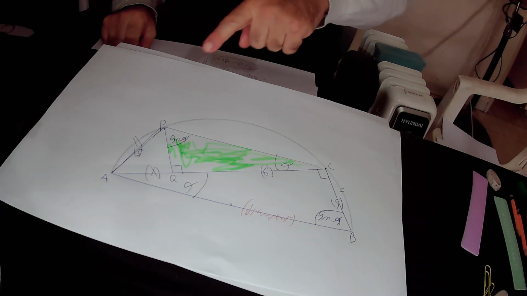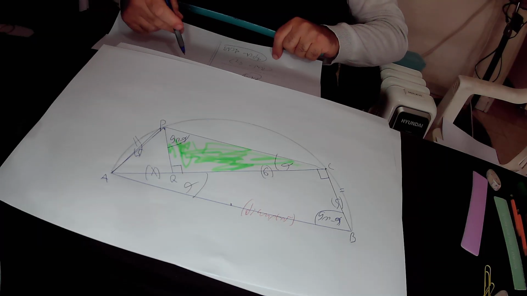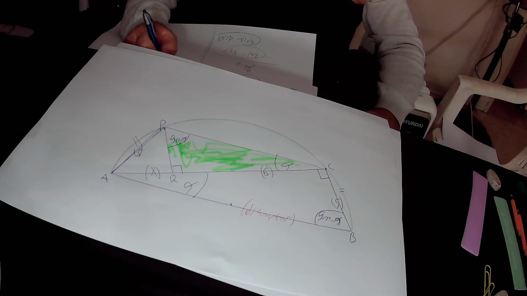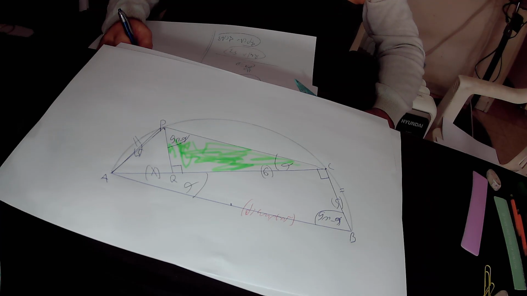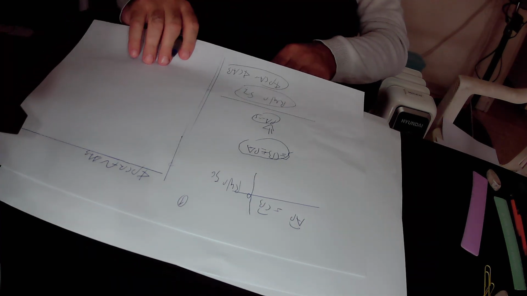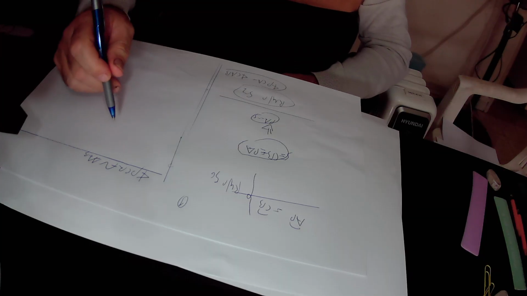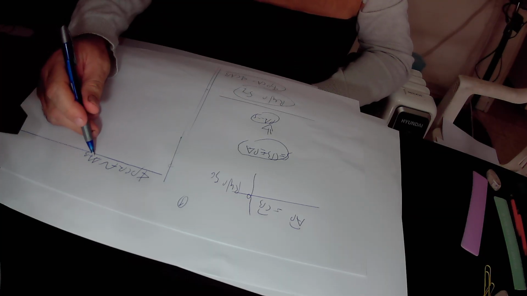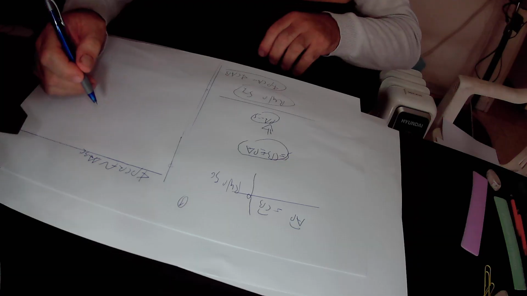So at the moment, we found out that this green right triangle PCQ is similar to this right lower triangle ABC according to the angle similarity rule.